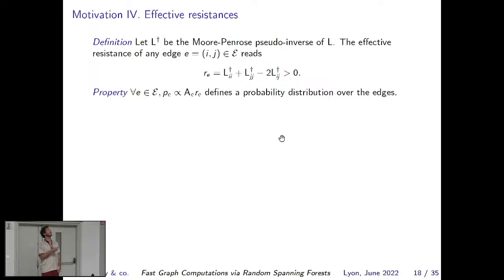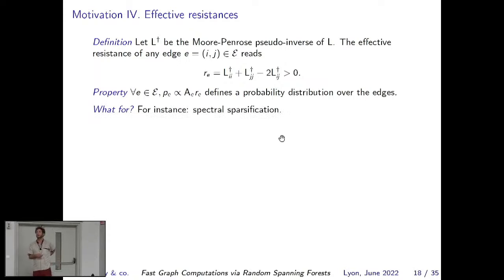A property is that, well, P_e here can be understood as a probability. So A_e is the weight of edge e, and R_e is the effective resistance of edge e, and it can be understood as a probability distribution just because all the terms are positive and you just need to normalize. So what is that useful for?